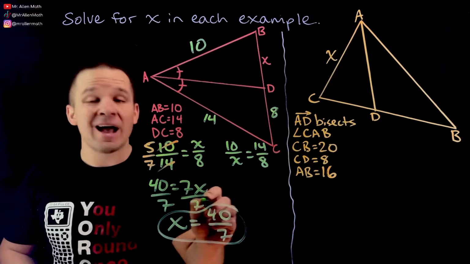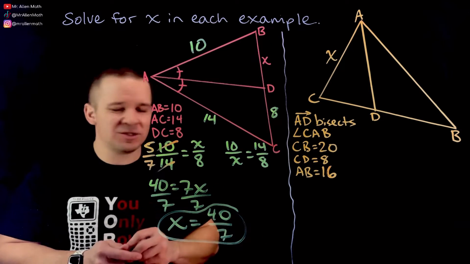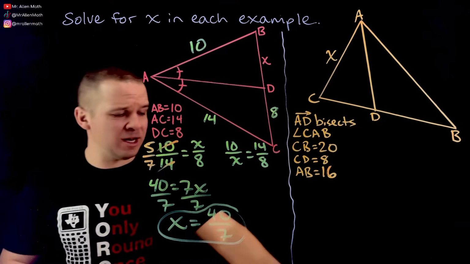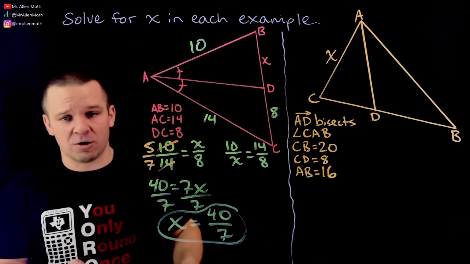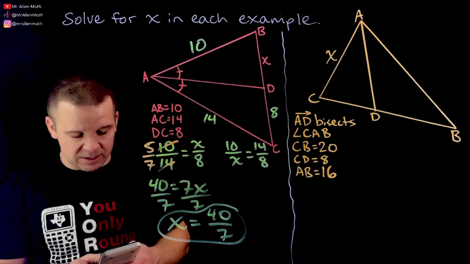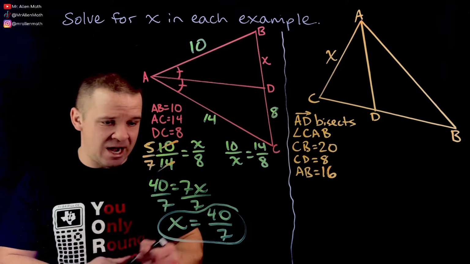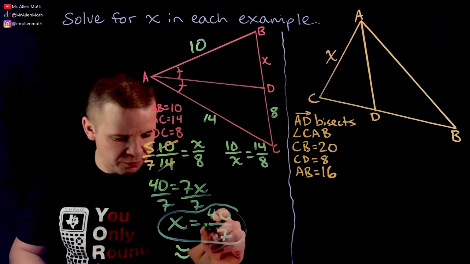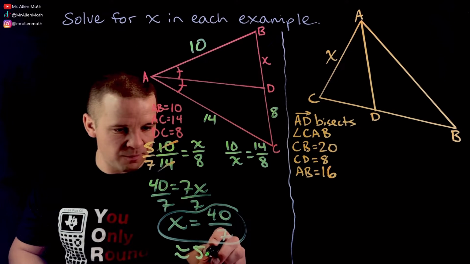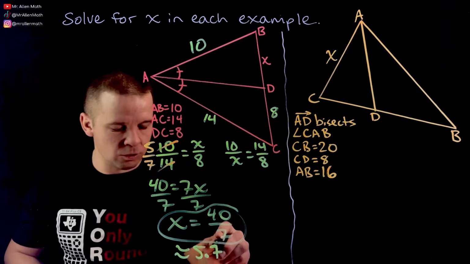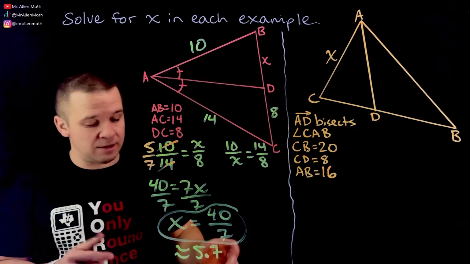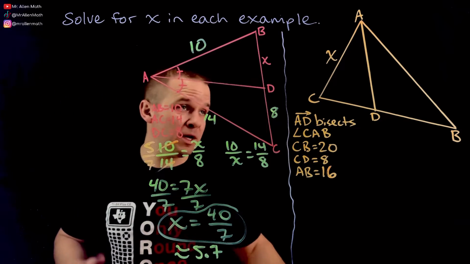Woo! How exciting, right? It's absolutely fantastic. All right, if we want to get a decimal for that, let me pop out my calculator real quick. 40 divided by 7, that's approximately 5.714, or 5.7. Cool. So if they ask for a decimal, you could still do that. All right, next one here.